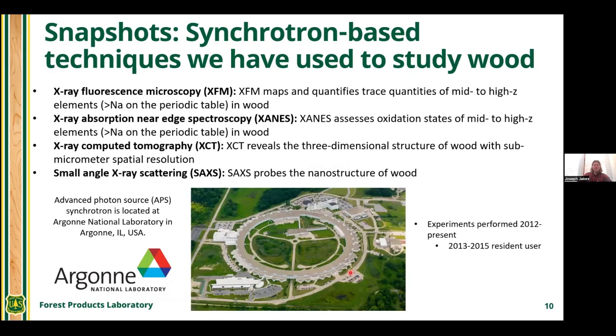All right, next I'll get into a couple of snapshots of the research that we've done. The four techniques I'm going to touch on here are X-ray fluorescence microscopy, or XFM, which is used to map and quantify trace elements in wood; X-ray absorption near edge spectroscopy, or XANES, which is used to assess the oxidation states of those elements; X-ray computed tomography, or XCT, which reveals the three-dimensional structure of wood with sub-micrometer spatial resolution; and small angle X-ray scattering, or SAXS, which probes the nanostructures of wood.